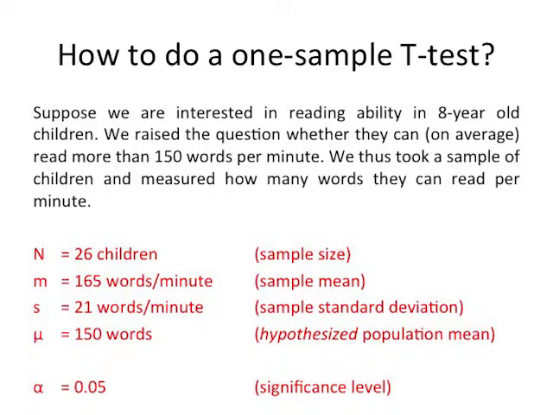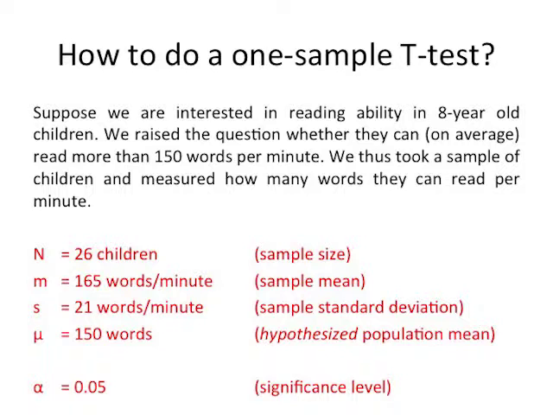In this demonstration, we will use an example of a study that was interested in the reading ability of young children. In this case, they measured reading speed. They did a study with 26 children, so the sample size is 26. They found a sample mean of 165 words per minute. The standard deviation between children was 21 words per minute.